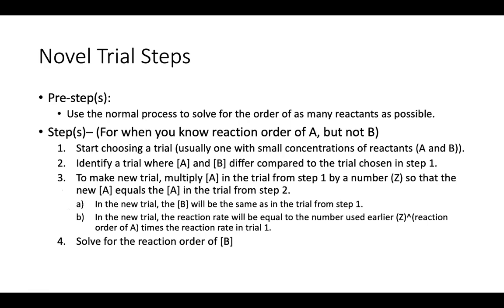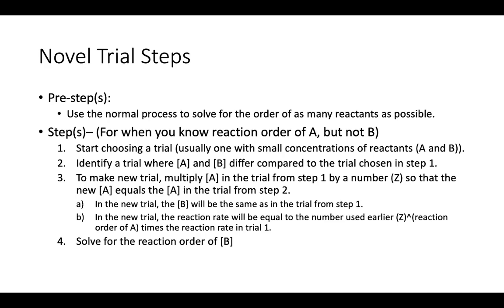Okay, so we're going to start out by choosing a trial, right? We're just going to choose a trial to start with. And typically we want the concentrations of our reactants to be pretty small. Okay, so step 1, choose a trial. Step 2 is identify a trial where our concentrations differ from the concentrations in the trial that we chose in step 1. Okay, so the trials that you choose in step 1 and step 2 should have different concentrations.